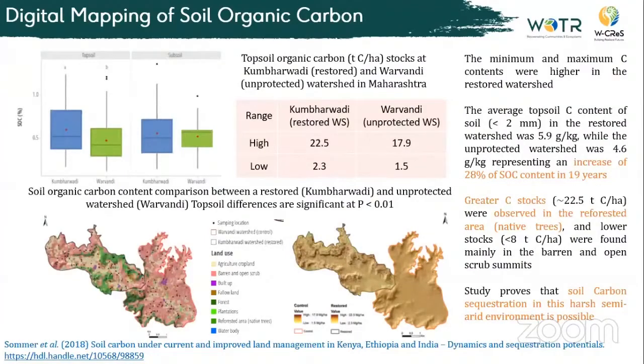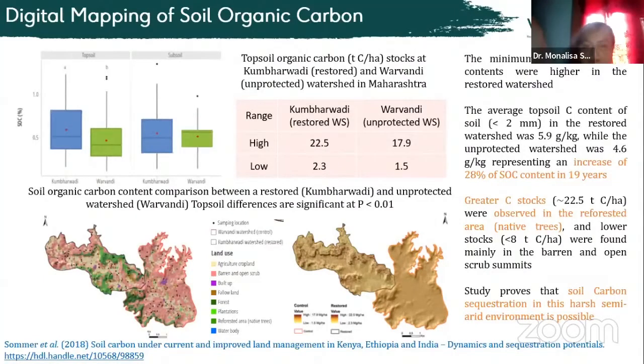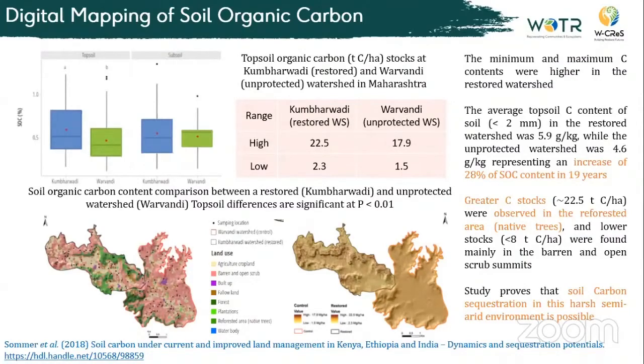Then this is the third case study from the digital soil mapping. Around 15 years before, we did the watershed treatment in Kumbhavadi, the leftmost area, and the right one. That shows that the Kumbharwadi region, which is the treated watershed, has higher soil organic carbon stored in the soils in different locations, whereas the Vervanti, which is the control watershed, has comparatively lesser soil organic carbon sequestered in the geographies.